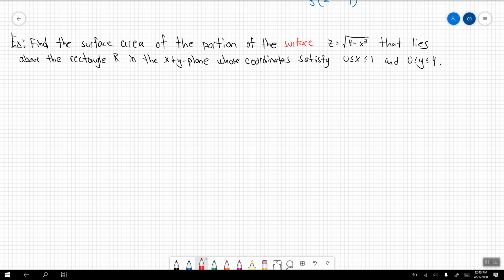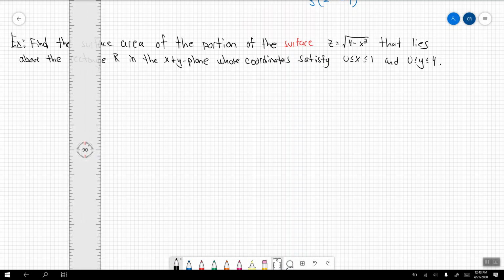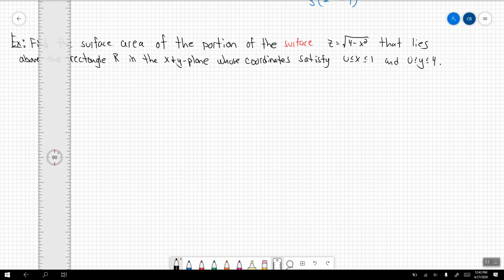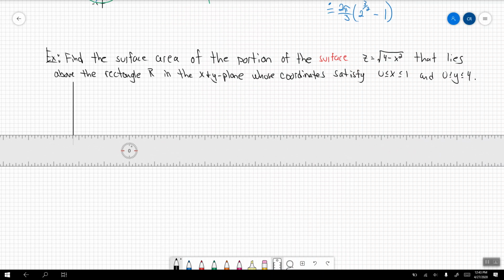whose x and y coordinates are here. Awesome. So really quickly, what I'm going to do is make my grid really quickly. All right.